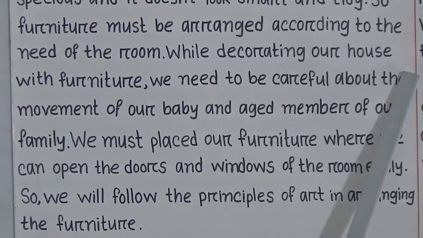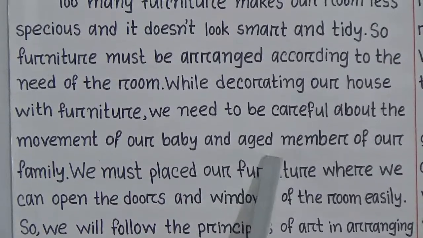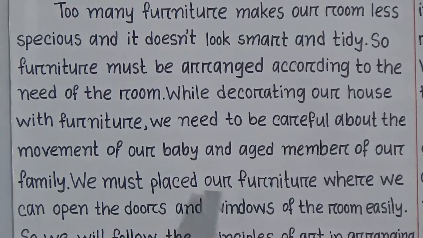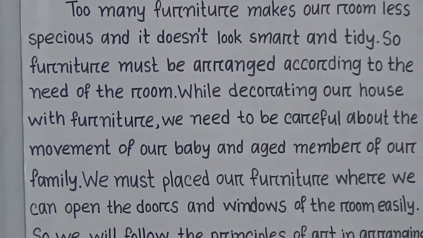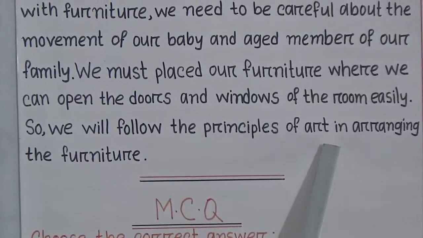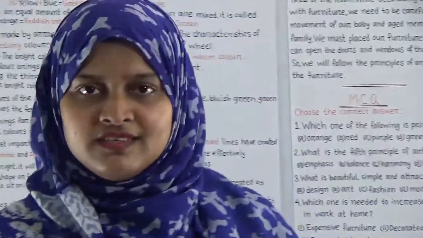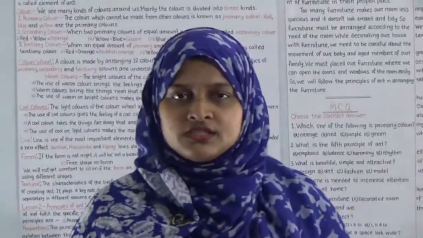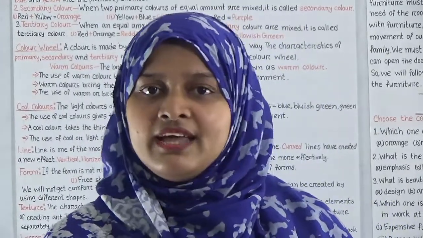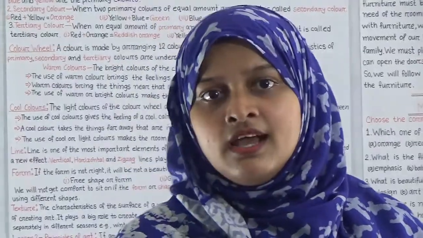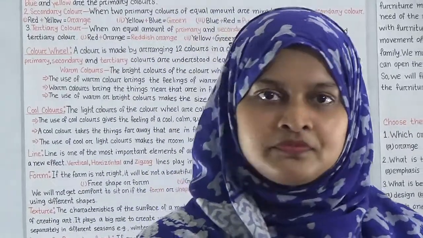While decorating our house with furniture, we need to be careful about the movement of our babies and aged members of our family. We must place our furniture where we can open the doors and windows of the room easily. So, we will follow the principles of art in arranging the furniture. Students, in lesson 3, the summary is: we'll be careful about arranging or decorating the furniture in our room. We'll be cautious about our babies and aged people. We'll keep space while arranging the furniture so that children or aged people can walk easily.